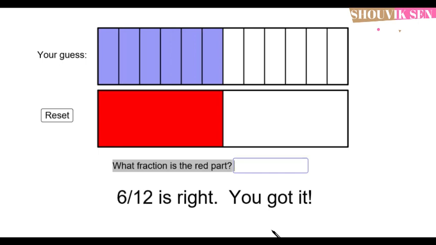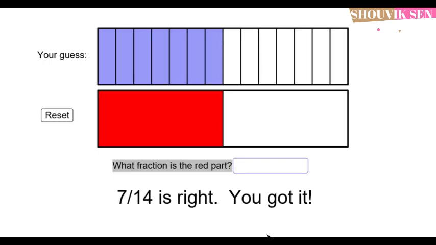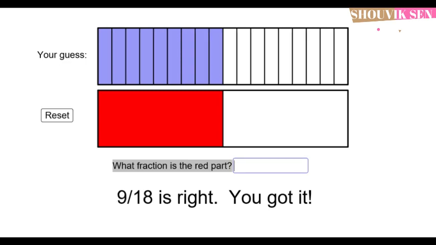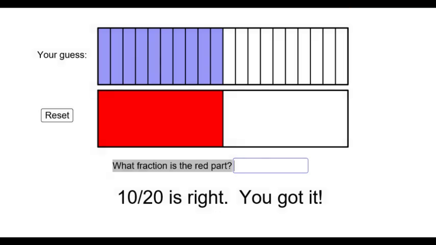How? This 6 is 6 into 1, right, and 12 is 6 into 2. So in that way also you can just check it. 7 by 14 or 8 by 16, they are also 8 into 1 and 8 into 2, right. Both are multiples of 8. Similarly, if you guess 9 by 18, 9 into 1 is 9, 9 into 2 is 18. Here also we are multiplying the same number, and you get 10 by 20 is also right in this case. However, let us guess some other fractions.